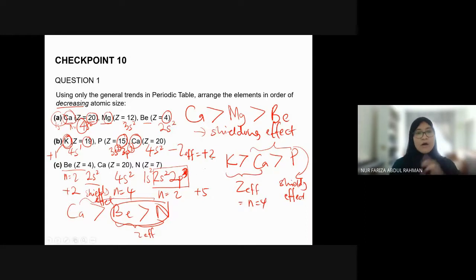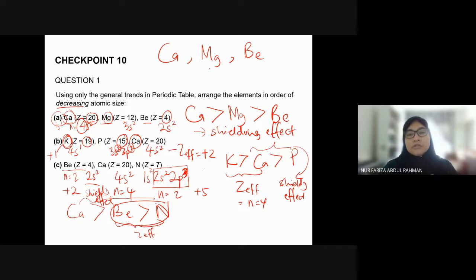Okay, and one reminder for you guys. There was one question from my morning lecture just now. A student asked, instead of using bigger than or smaller than, can we use a comma? I would highly advise you not to use comma only. You can use comma, but you have to indicate. For example, calcium, comma, magnesium, comma, beryllium.